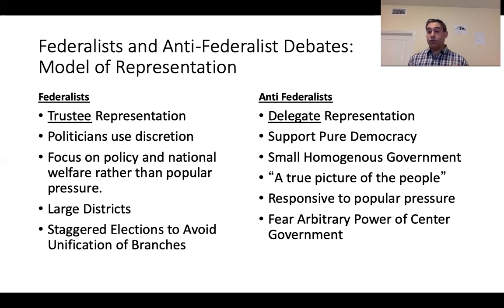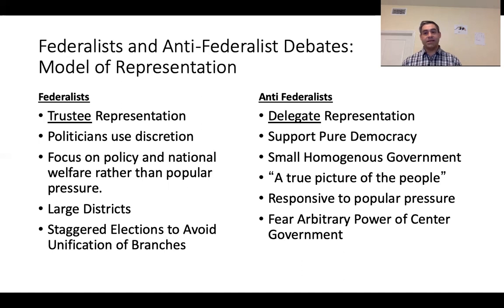That doesn't mean they do exactly what the citizens they represent want. Instead, they use their wisdom, their judgment, their education, their faculties to make determinations on what's best for their people. So it's a little bit insulated from the direct wishes of the people. Politicians are going to use their discretion. They're going to focus on issues of policy and national welfare and be less responsive to popular pressure.